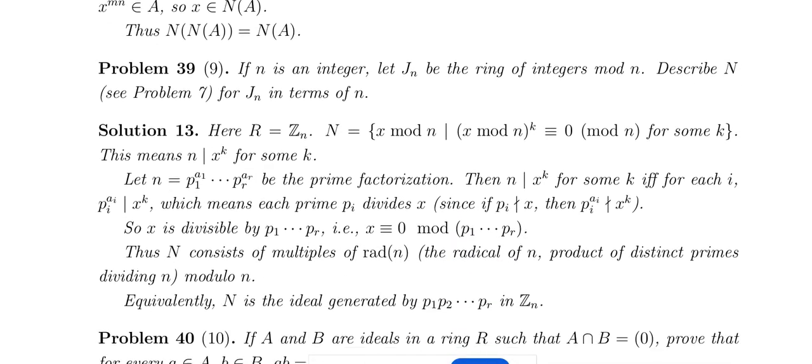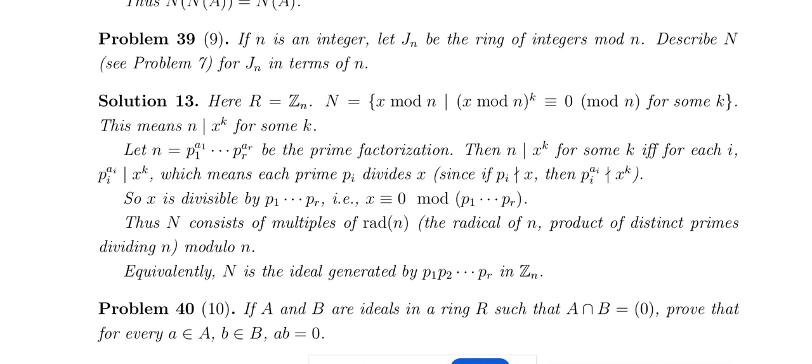Another result: n is an integer, and let Zn be the ring of integers modulo n. The nilradical is described like that. How to describe it: x modulo n, whose whole power k is congruent to 0 modulo n for some k. That is the nilradical definition for Zn in terms of n.